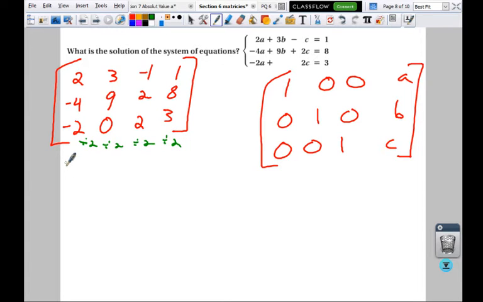All right, so my top row is going to stay 2, 3, negative 1, 1. My second row is going to stay 4, 9, 2, 8. My bottom row, negative 2 divided by 2 is negative 1. 0 divided by negative 2 is 0. 2 divided by 2 is 1. 3 divided by 2 is 1.5.